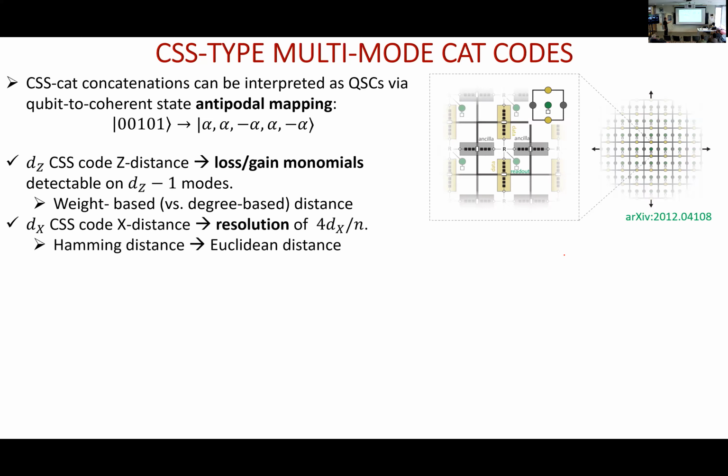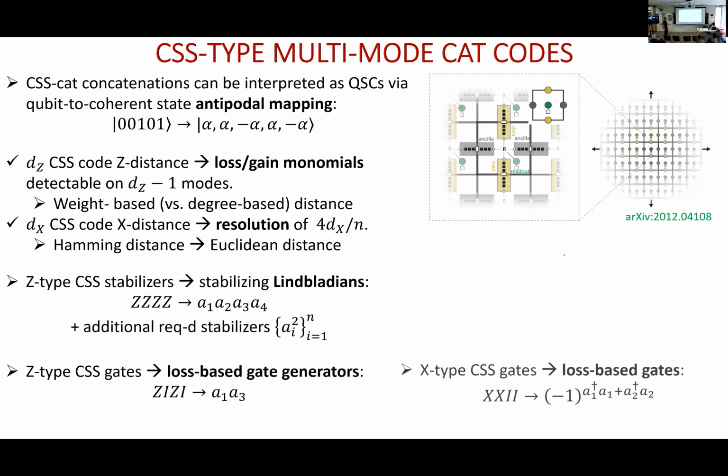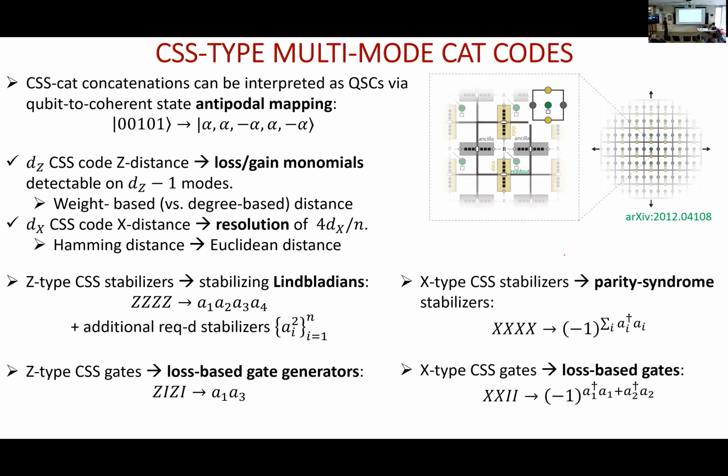So the Z distance gives you how many monomials in the loss and gain operators you can detect. Namely, you can detect them on as many modes as the distance. And then the X distance gives you a resolution, the distance between the coherent states. Why? Because the Hamming distance between the binary strings, the number of different elements the two binary strings have, naturally translates to the Euclidean distance between the coherent states. It's like a 3-line proof. Okay. And then there are gates and operations that we can use that people had not thought of before because they were not interpreting things this way. This might be useful for the Amazon people.